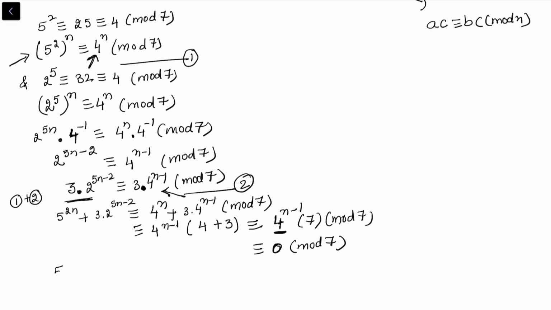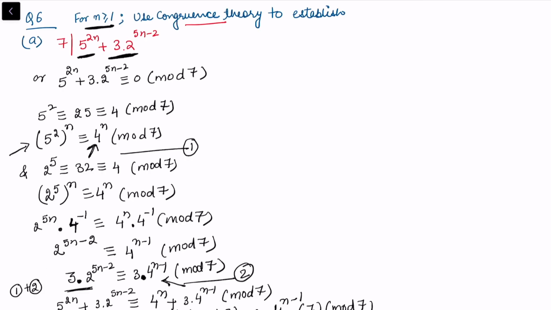That proves our first part, that 5^(2n) plus 3 into 2^(5n minus 2) is congruent to 0 mod 7. That proves our first result. Now in a similar line, I am going to prove the second part.